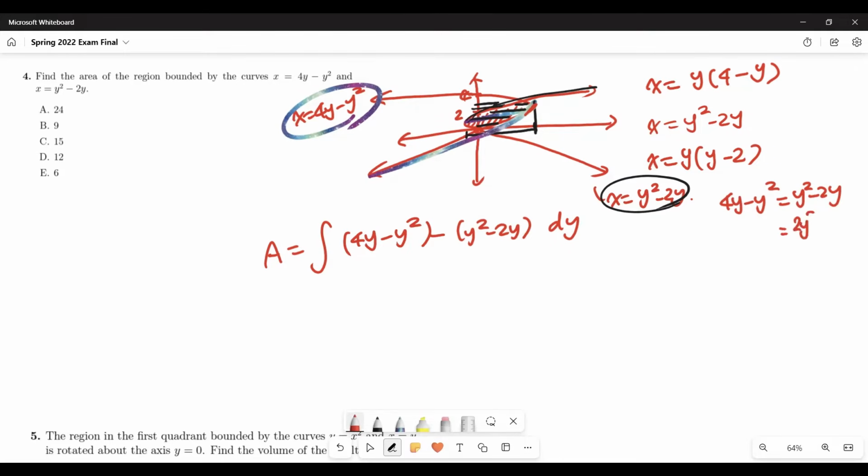This is going to be 2y squared minus 6y, so 0 equals 2y times (y minus 3). So y is going to be 0 and 3. So the intersection points are 0 and 3. So this is going to be from 0 to 3, right there. So this is the integral from 0 to 3 of 4y minus y squared minus y squared plus 2y dy. Right?